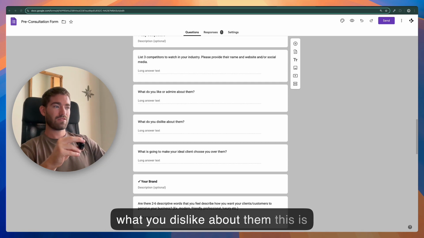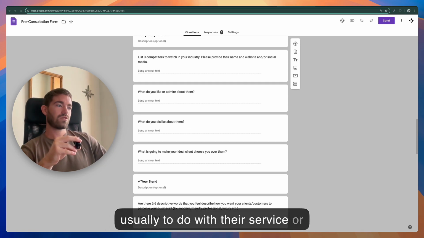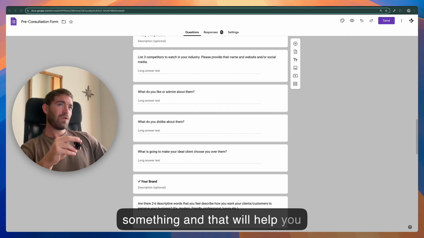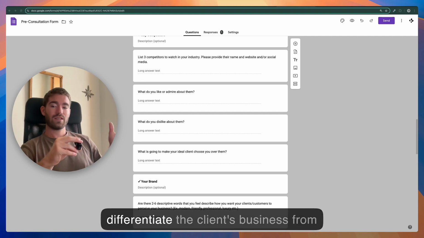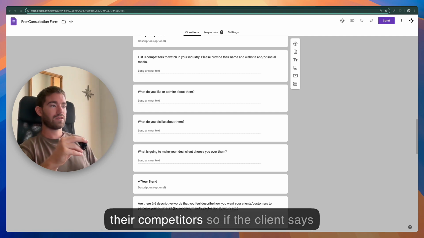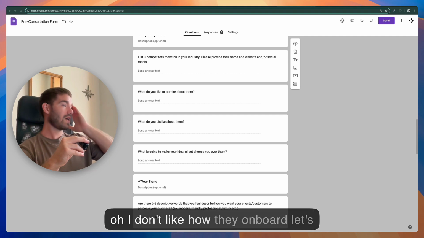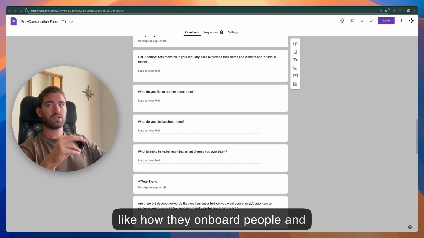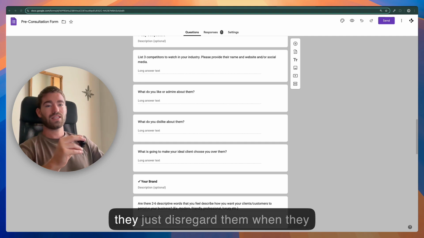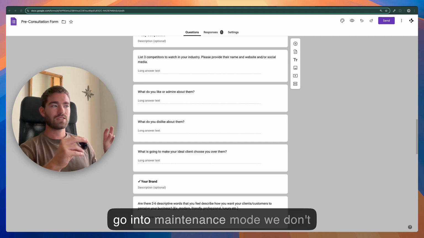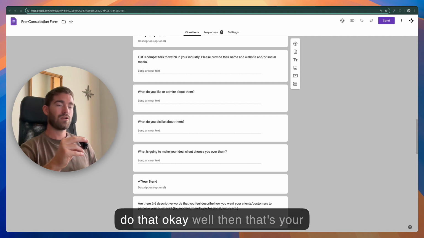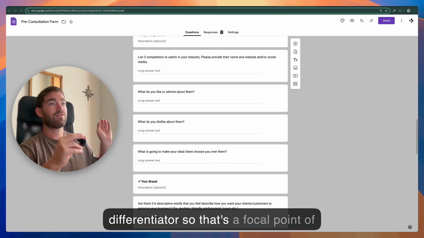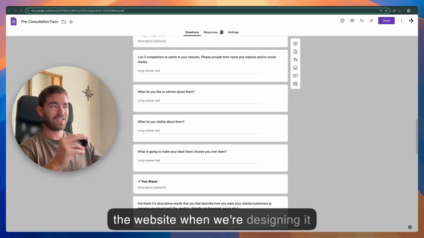What do you dislike about them? This is usually to do with their service or something. And that will help you differentiate the client's business from their competitors. So if the client says, oh, I don't like how they onboard, let's say it's a marketing agency, they're all hype at the start and then they just disregard them when they go into maintenance mode. We don't do that. Okay, well then that's your differentiator. So that's a focal point of the website when we're designing it.